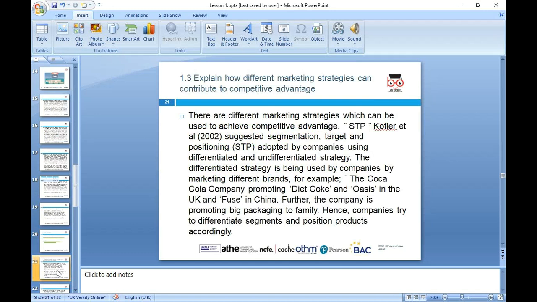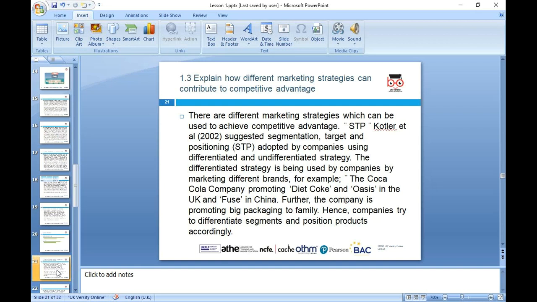Next, we're looking at 1.3, explain how different marketing strategies can contribute to competitive advantage. So there are different marketing strategies which can be used to achieve competitive advantage. We discussed the 4 generic strategies. We can segment, we can target, we can differentiate. Think about Coke, Diet Coke and various others. Different strategies have been set up, and thus different strategies for different products.